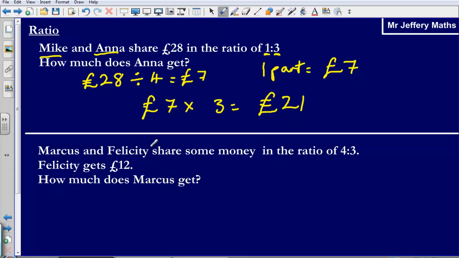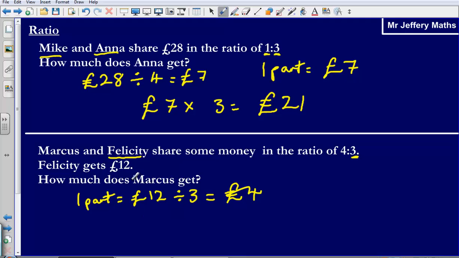The second question here, Marcus and Felicity share some money in the ratio of 4:3. Felicity gets £12. How much does Marcus get? So Felicity came second in this sentence, so she is getting the second part of the ratio, which is 3. So what we can say then is that Felicity is getting £12. We know that £12 is 3 parts. So to find 1 part here, I can say, well, Felicity gets 3 parts. 1 part then is going to be £12, the amount that Felicity got, divided by 3, the 3 parts that she gets, and that will tell me what just 1 part will be, which is £4.